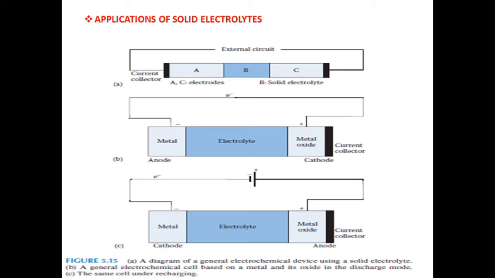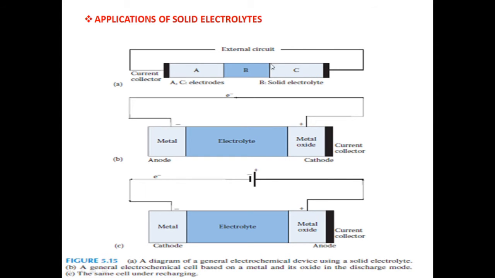Figure 5.15 is a simple schematic diagram which we can use to explain the operation of several different types of electrochemical device. In this figure 5.15, A is a diagram of a general electrochemical device using solid electrolyte. B is a general electrochemical cell based on a metal and its oxide in the discharge mode. And in C, the same cell under recharging.